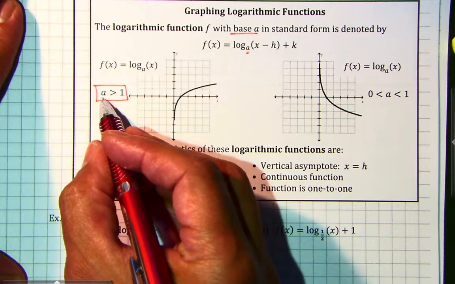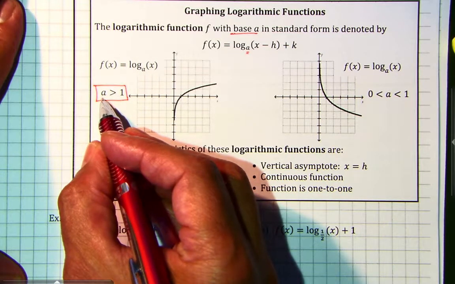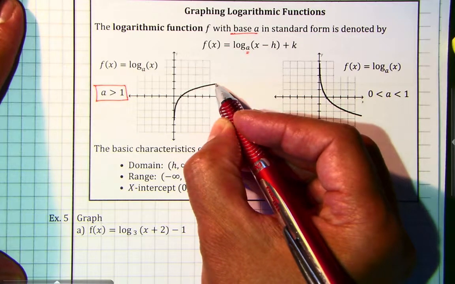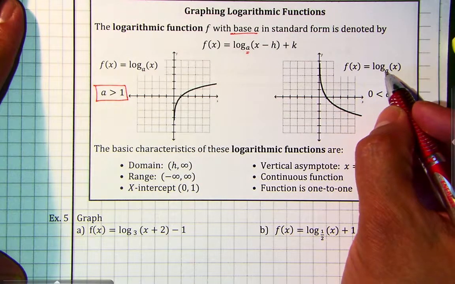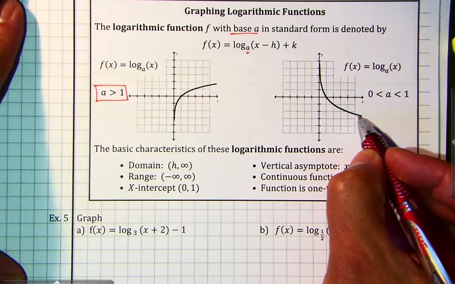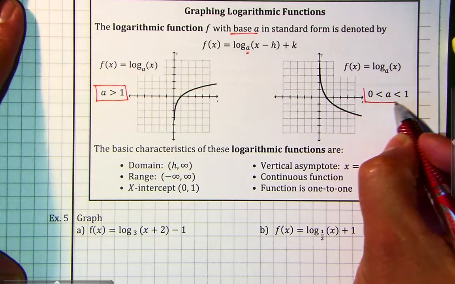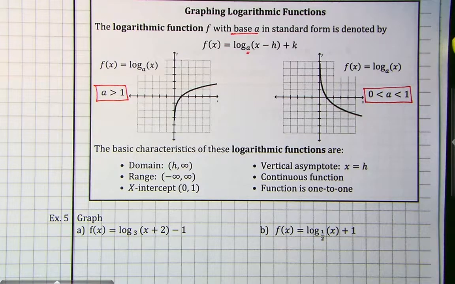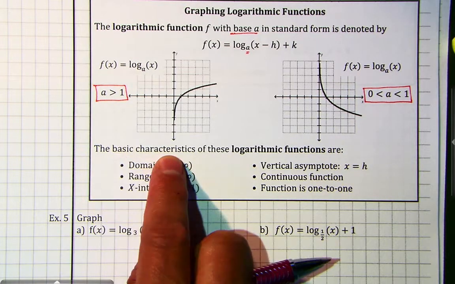If it's greater than 1, it's going to be just like what we graphed in example number 4. But if it's less than 1, it's basically going to get reflected on your x-axis. If it's between 0 and 1, remember, we don't want a to be 0 and we don't want a to be 1 either. So here are the basic characteristics.